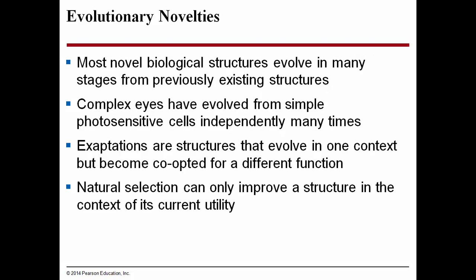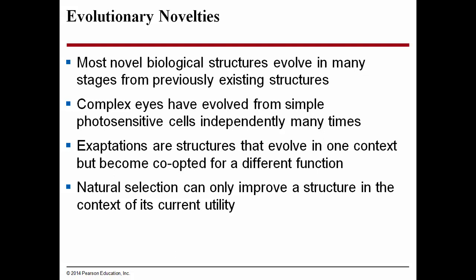Most novel biological structures evolve in many stages from previously existing structures. Complex eyes have evolved from simple photosensitive cells independently many times. Exaptations are structures that evolved in one context but became co-opted for a different function.